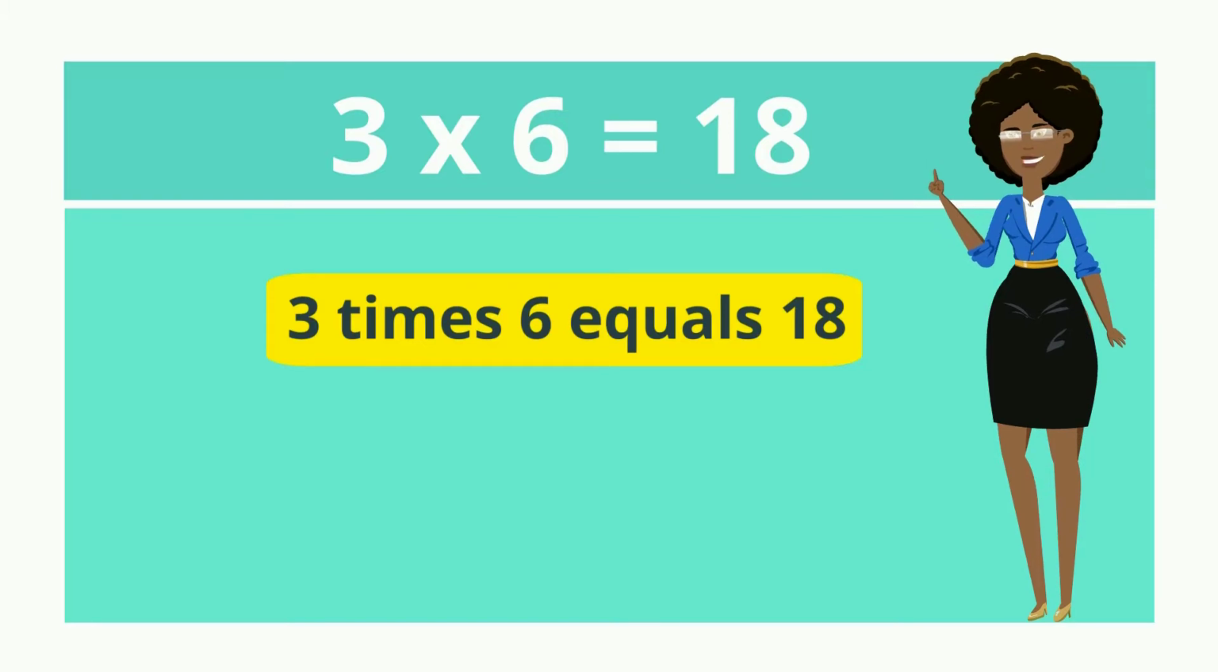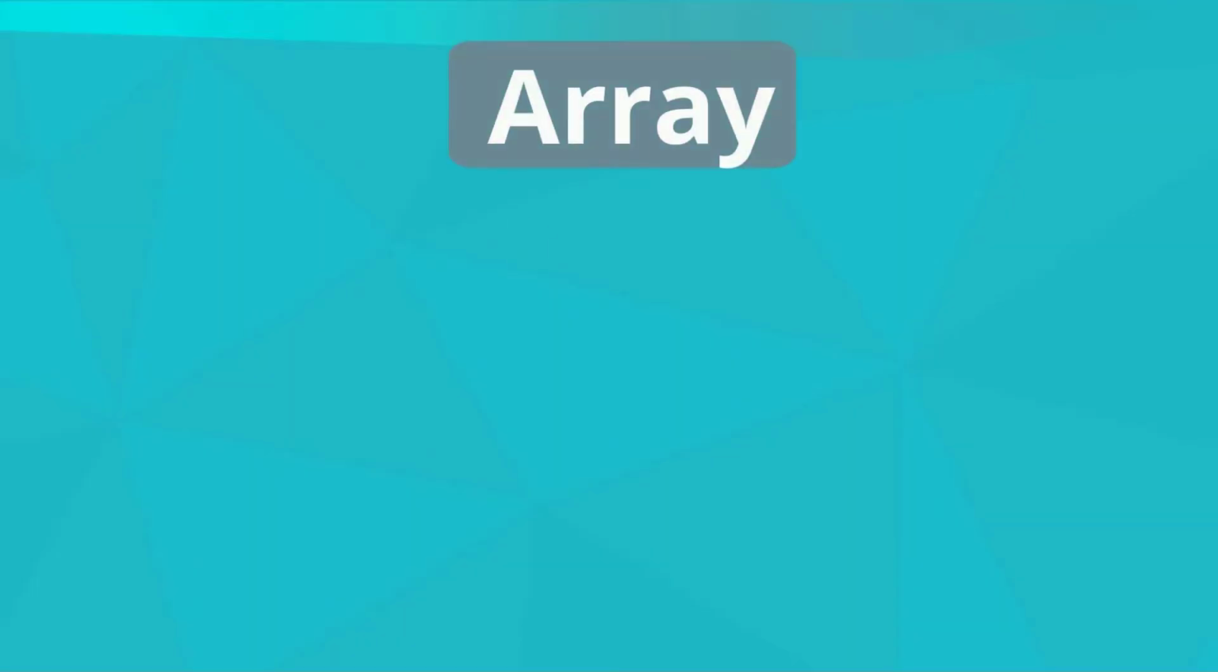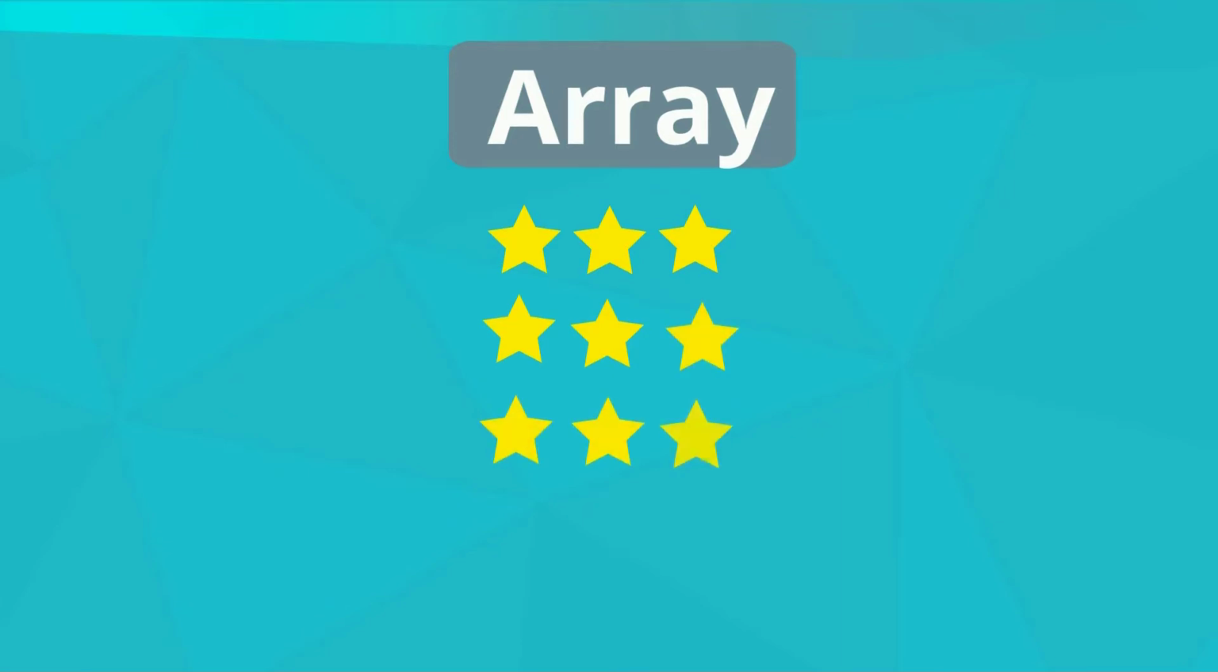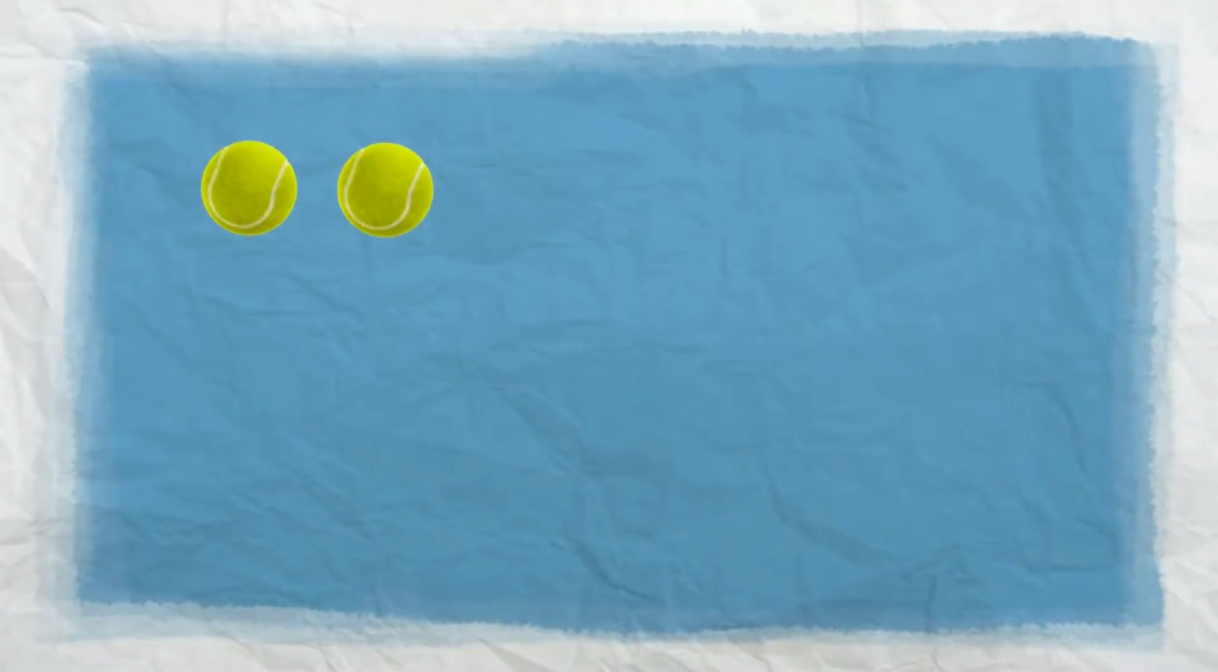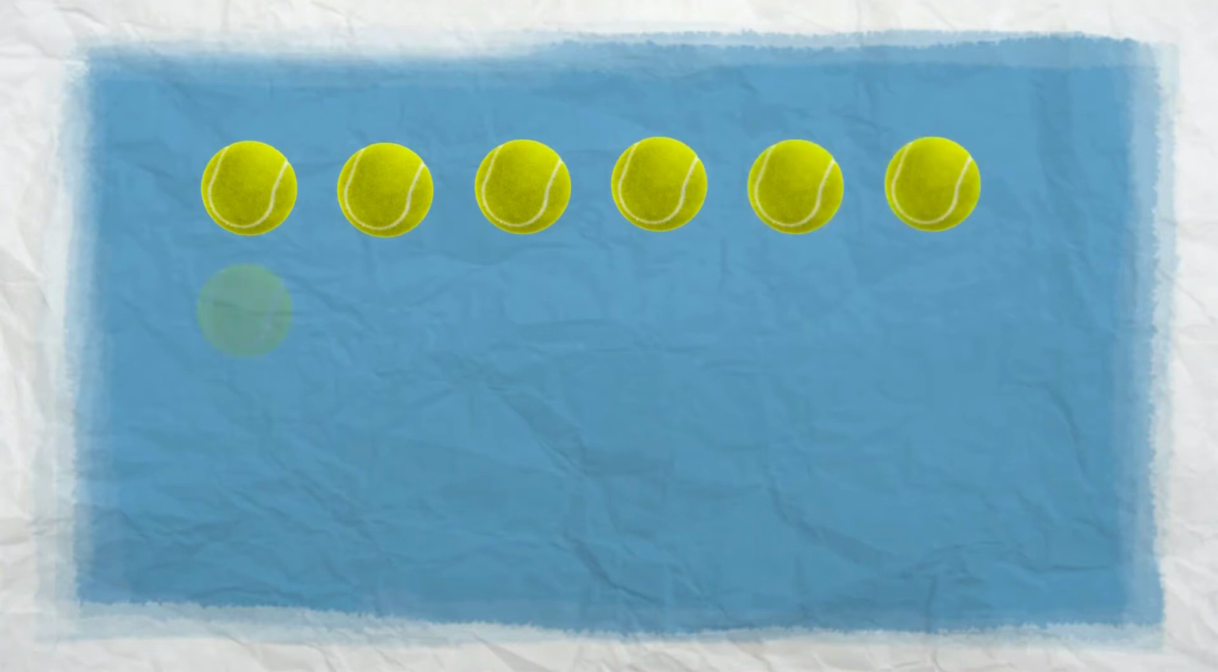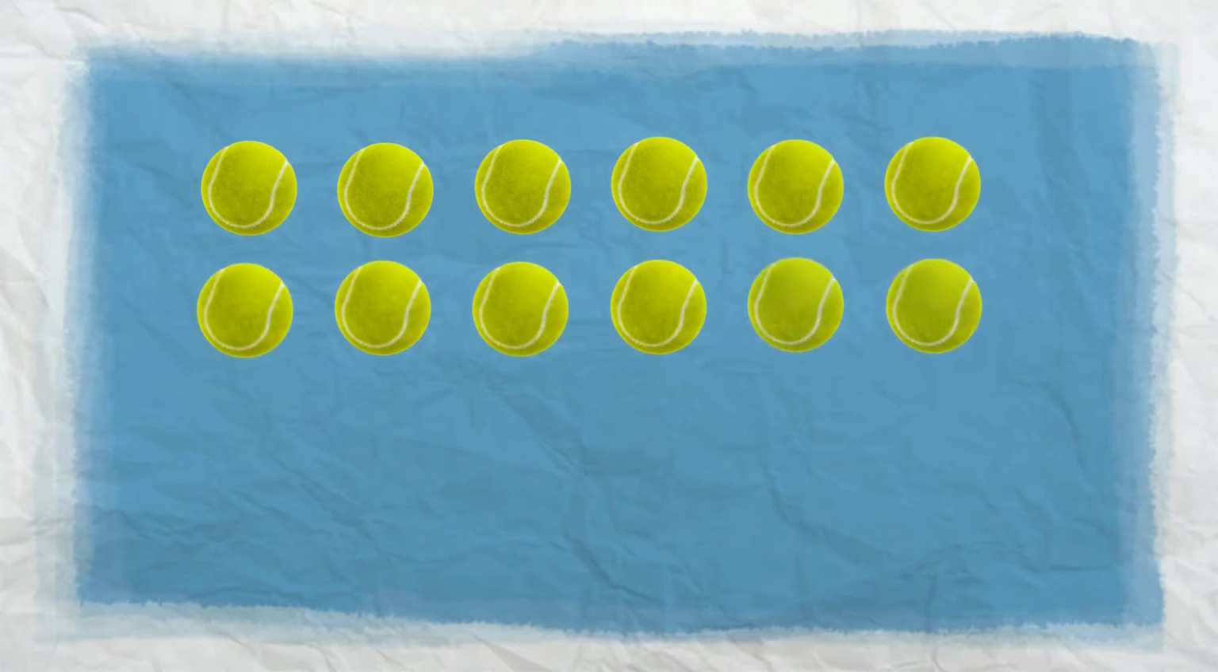You can arrange equal groups into rows and stack them on top of each other. This is called an array. 3 rows with 6 tennis balls in each row equals 18 balls in all. Using a picture to show equal groups can help you think about multiplication.